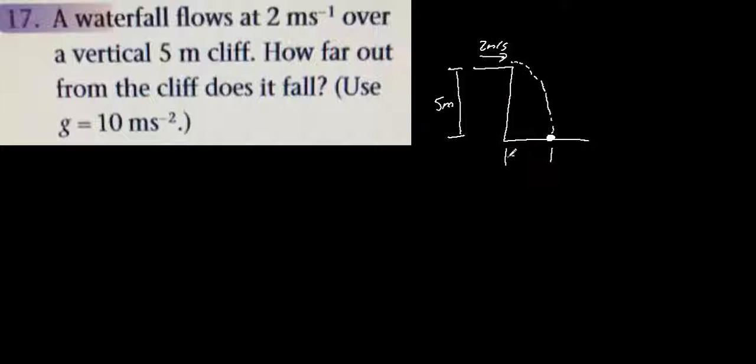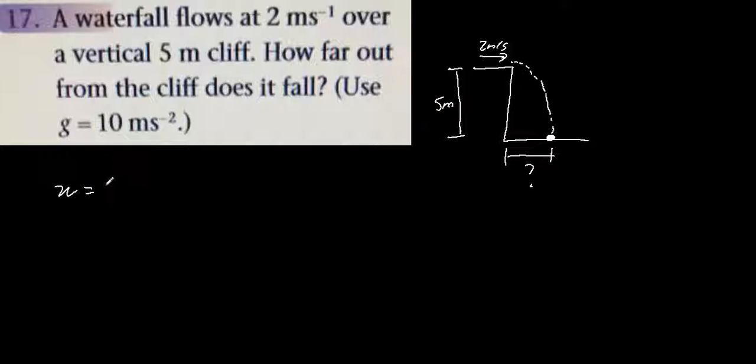Yeah? Okay, now a waterfall flows 2 meters a second over a vertical 5 meter cliff. How far out from the cliff does it fall? So now my water is falling to this point. How far out is this? Alright, now let's work with our original equations as before.